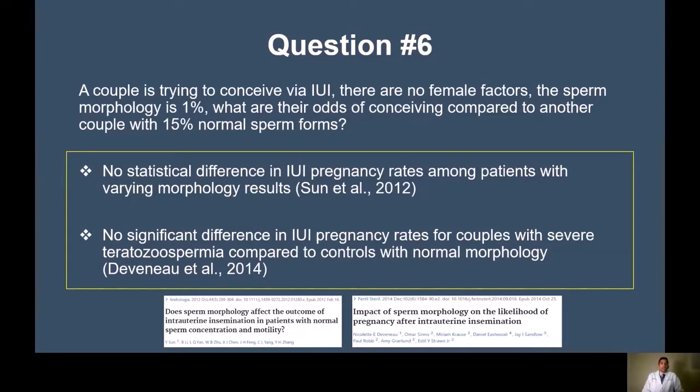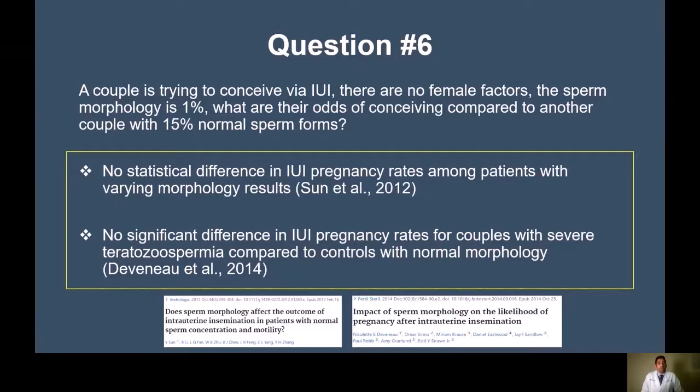So again, similar to the previous question, there has been no statistical difference in IUI pregnancy rates among patients with varying morphology results. No significant difference in IUI pregnancy rates for couples with severe teratozoospermia compared to controls with normal morphology. So for this particular couple, the important thing is to reassure this patient that timed intercourse is also an option, but if they would like to pursue IUI, their odds of conceiving are no different than a patient with 15% normal sperm forms.